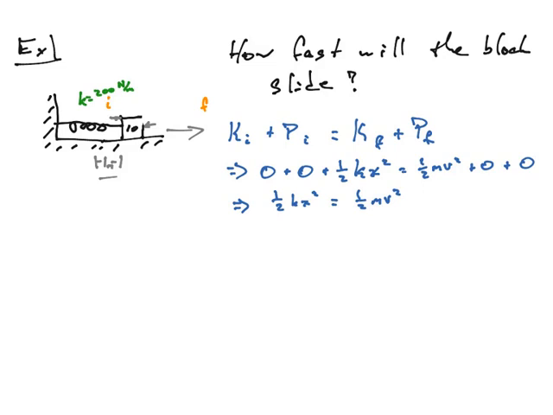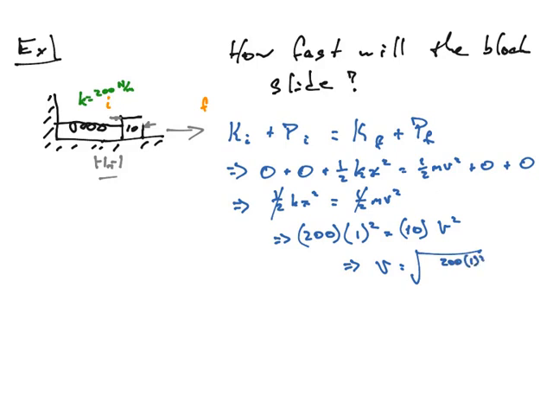So now all I have to do is plug my numbers in. Here, notice there's a 1/2 on both terms, so that'll cancel, but I cannot cancel the m. Notice I can't cancel the m this time because there's an m only on one of the two terms. 1/2 kx squared doesn't have m on it, so I can't cancel the m. But k is 200. x, I've been compressed 1 meter. m, the mass of the block was 10, and I'm looking for the velocity. So solving for v is the square root of 200 times 1 squared over 10.